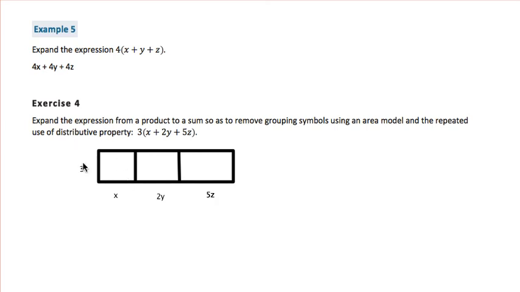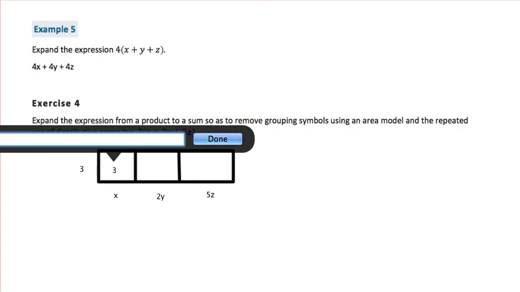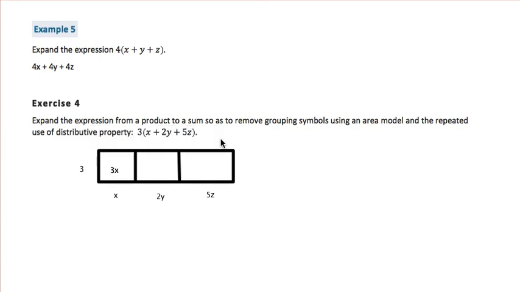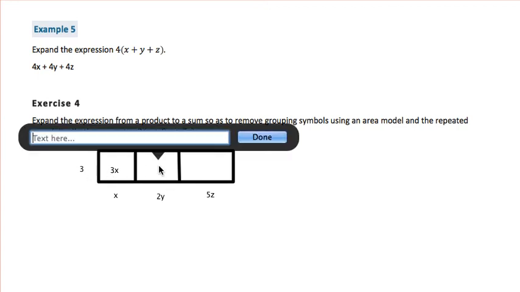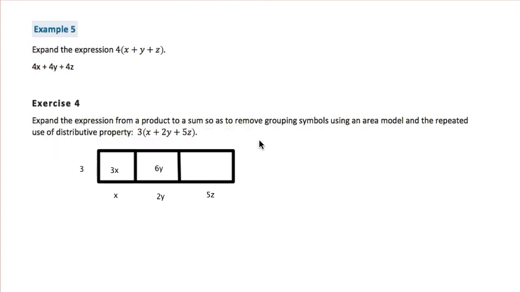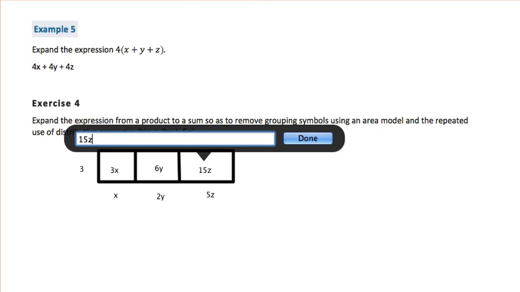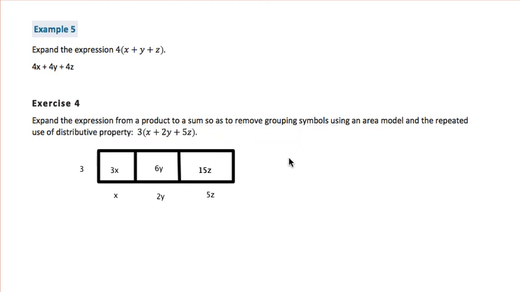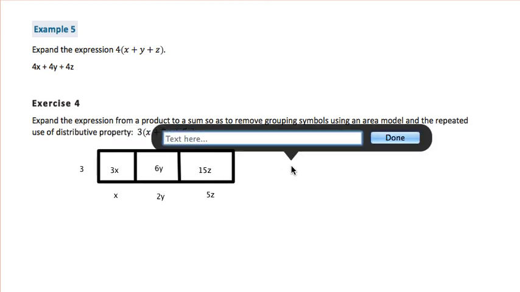Now we'll expand using the distributive property. 3 times x is 3x. 3 times 2y is 6y. And 3 times 5z is 15z. And then we'll rewrite our expression now. 3x plus 6y plus 15z.